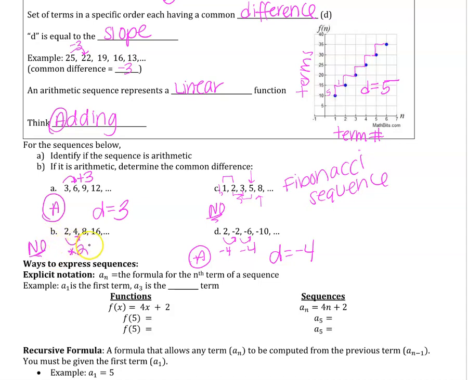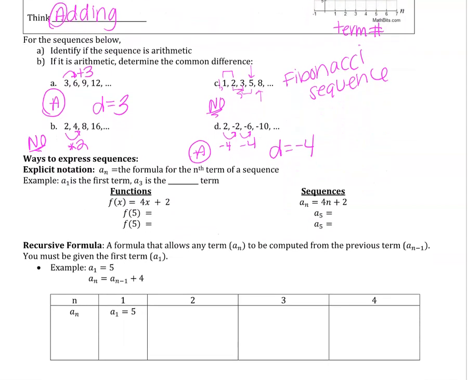Be careful, you're multiplying by 2, so that's not arithmetic. That's actually geometric. We'll talk about that tomorrow. And the fourth one, you're going down by 4 consistently, so that is arithmetic, and the common difference is negative 4. All right, so how do we express our sequences?